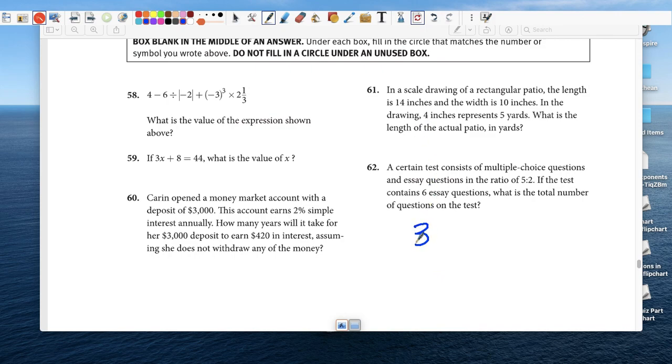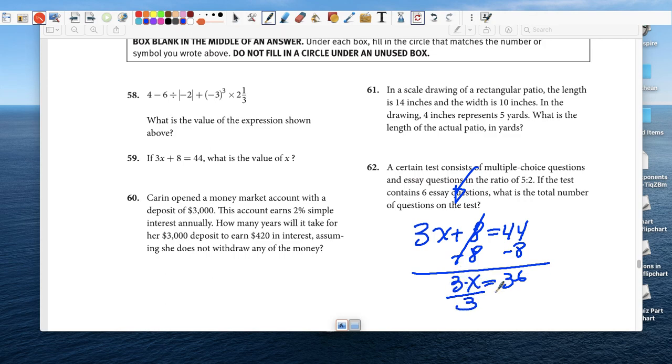59 is just a two-step equation. Notice that this is not a multiple choice. If you had a multiple choice, you can just plug in the values of whatever multiple choice into x and see if the expression on the left is equal to the expression on the right. But we don't have that, so we actually have to solve it. So minus 8 on both sides. This is 36. That goes away. 3x. The inverse operation of multiplication is division, so we're going to divide both sides by 3. And we get x equals 12.